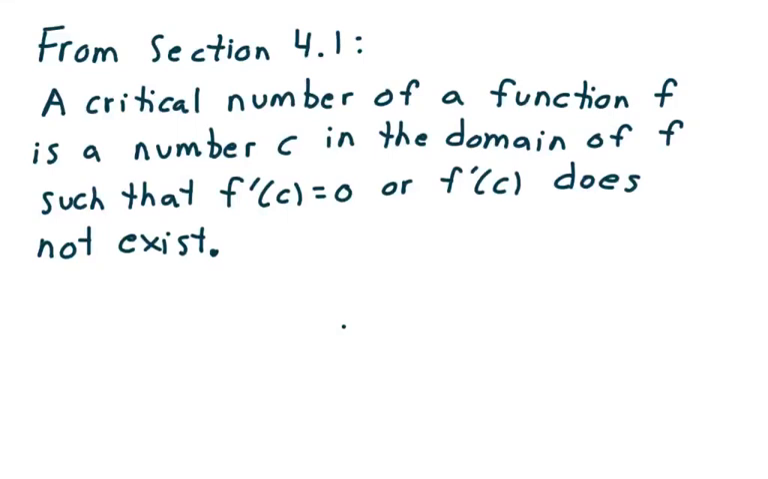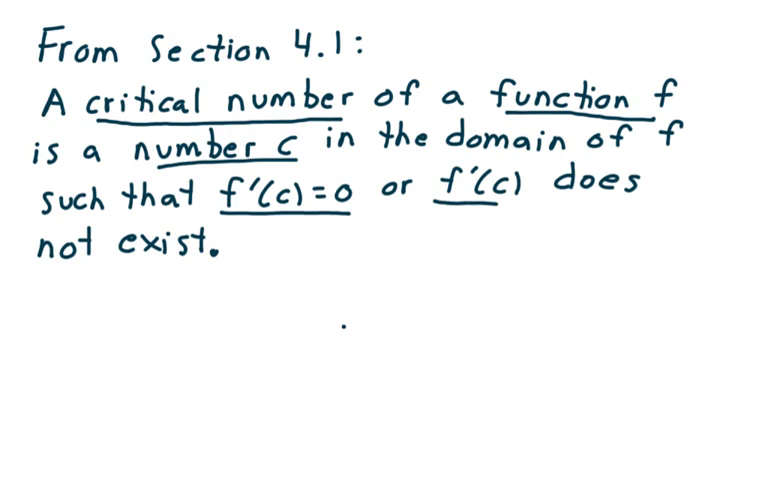This is a video from section 4.1. A critical number of a function f is a number c in the domain of the function such that f prime of c is equal to 0. So in other words, the slope of the tangent line at x equals c must be horizontal, or f prime of c doesn't exist. So f isn't even differentiable at x equals c.